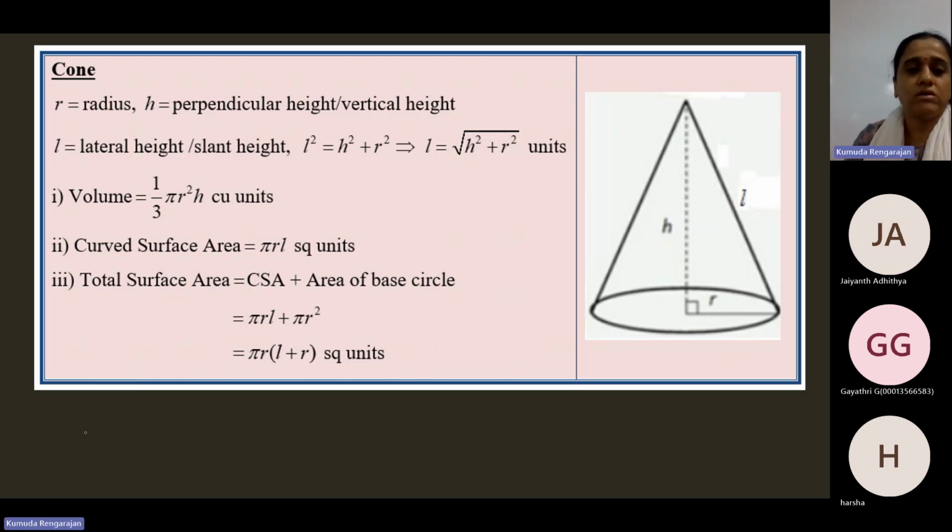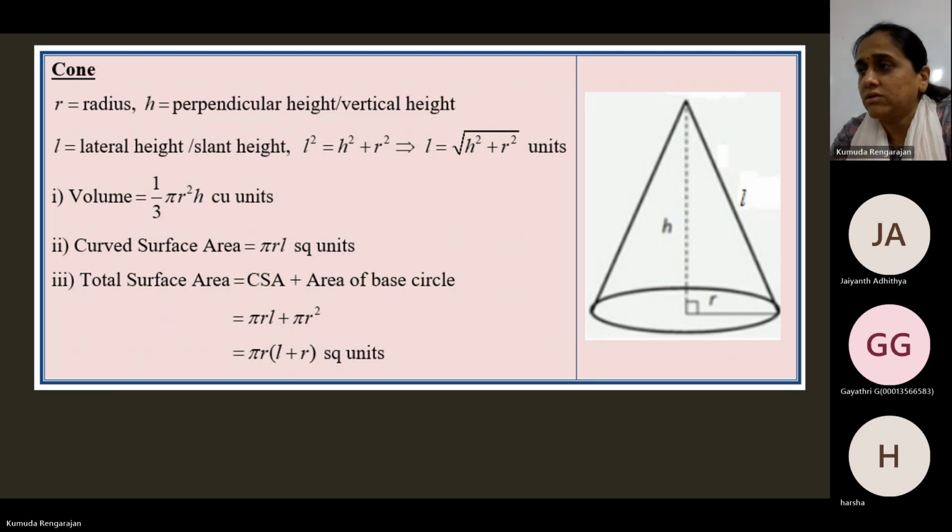Okay, so what do you see here? The relation between L, H and R is L square is equal to H square plus R square. That is by Pythagoras theorem. L is the slant height of the cone, H is the perpendicular height of the cone, R is the radius of the cone. Then volume is 1 by 3 pi R square H cubic units. Then the curved surface area, CSA.